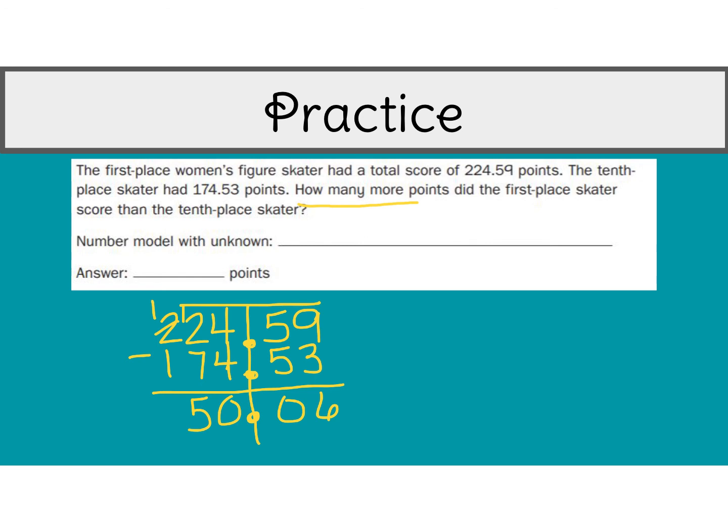So if we were going to write a number model with an unknown, we could write 224 and 59 hundredths minus 174 and 53 hundredths equals y. And then, of course, our answer would go here. And there you have it.